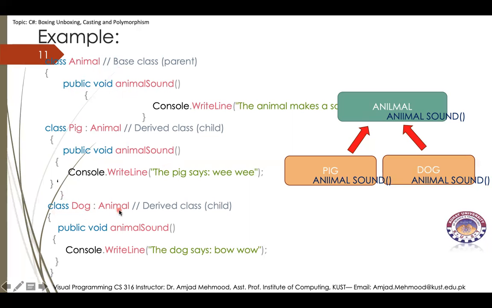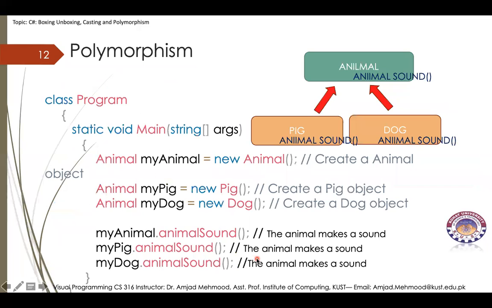Here you can see that we have inherited another class, the dog class, which is inherited from animal, and we have the same method like we have in the animal class, and the dog says bow wow. So now you can see that we have made an object of the animal class, and then we assign the object of the child class to the reference of the parent class. This is actually called polymorphism, when you assign the object of the child class to the reference of the parent class.